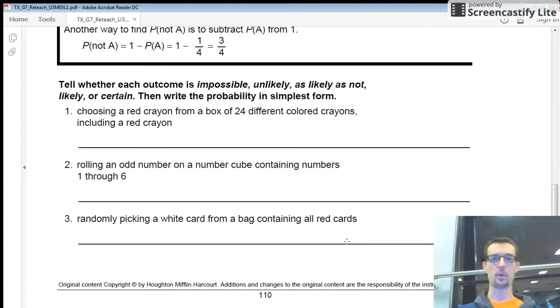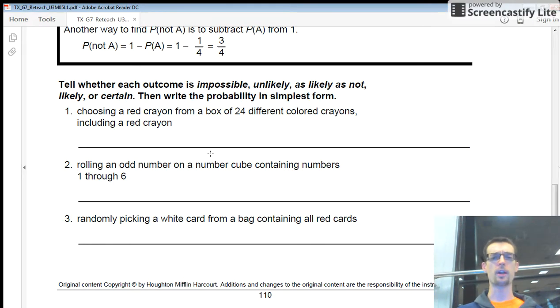On each of these, we have to tell whether each outcome is impossible, unlikely, as likely as not, likely or certain. Then we are to write the probability in its simplest terms. So number one says, what's the probability of choosing a red crayon from a box of 24 different colored crayons, including a red crayon? Okay, well, let's see here.